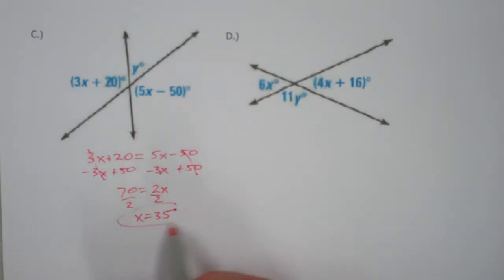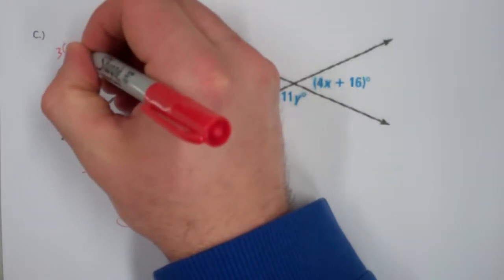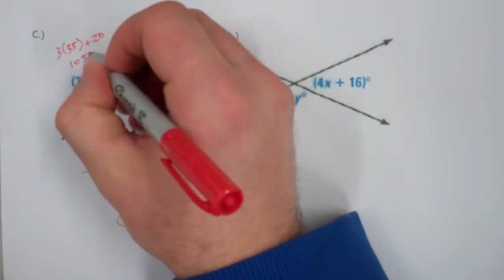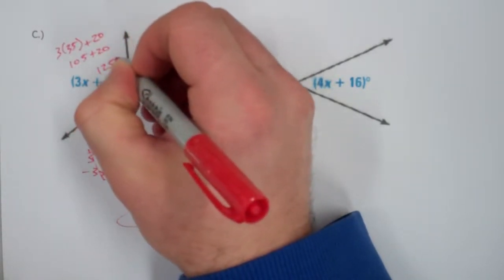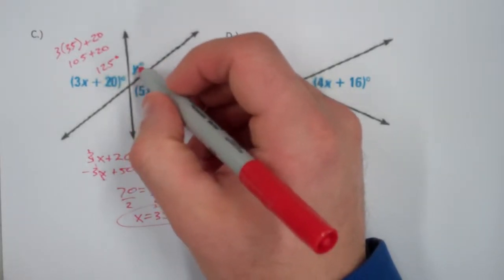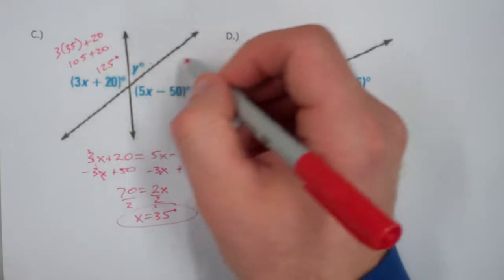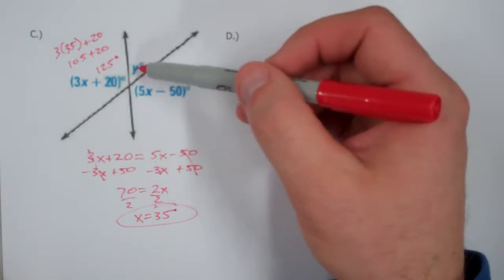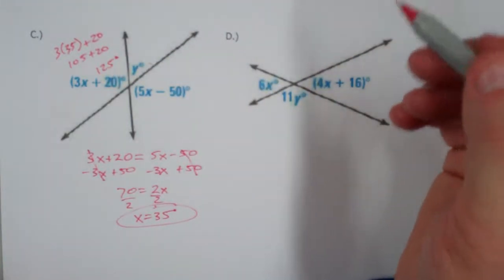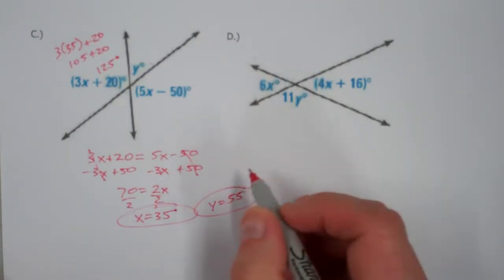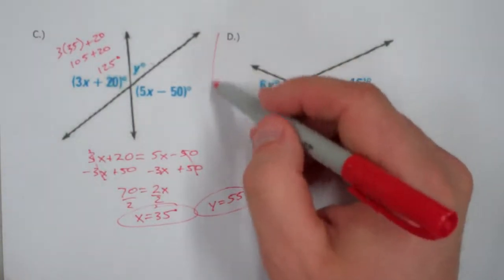So that might be good enough for this one, but we actually need to figure out y. So we're going to plug 35 back in to this one. And 3 times 35 is going to be 105, plus 20 is 125, and that's going to be your degrees. So if we want to know how many degrees y is, we know that they form a linear pair. They form a straight line, so their measures must add up to 180. And the only other choice we can have for y here is 55 degrees, and of course y would then just be 55.